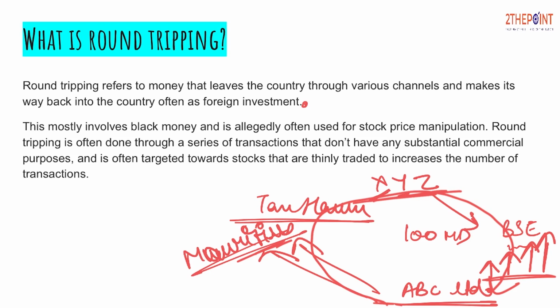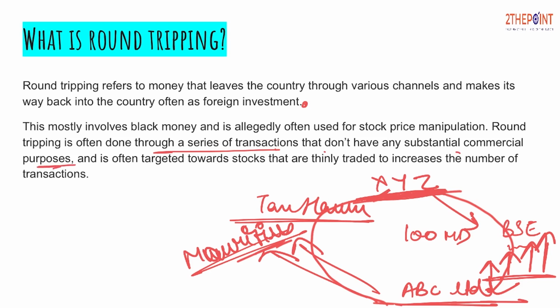Now it is not necessary that only 3 transactions take place. It is a series of transactions, multiple transactions, that take place in the market, where these 3 companies will further divide the money into small amounts and keep on buying and selling the stocks so as to create hype in the market that a lot of trading is taking place in the stocks of ABC Limited, leading to a bullish trend about the stocks. So round tripping is often done through a series of transactions, as I explained, that don't have any substantial commercial purpose.